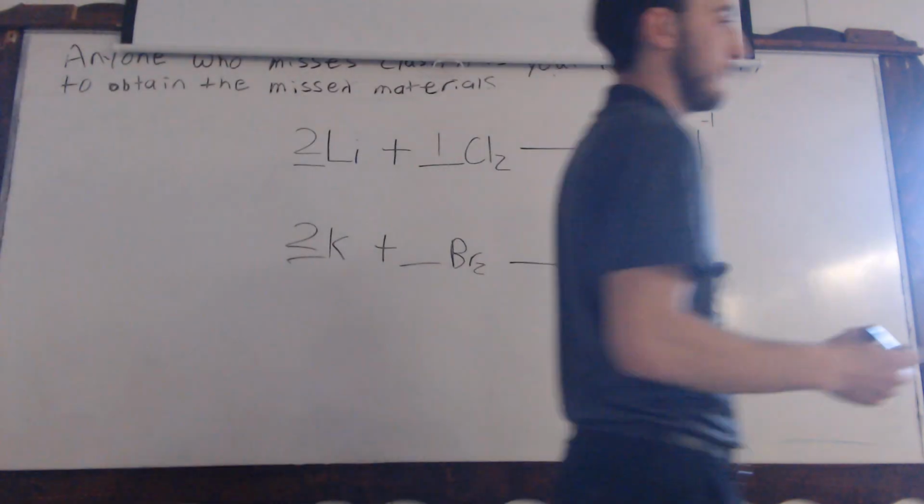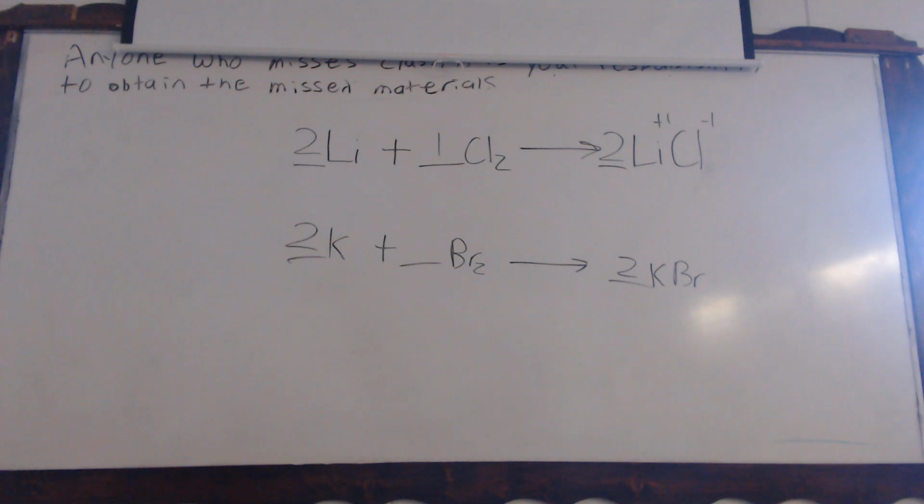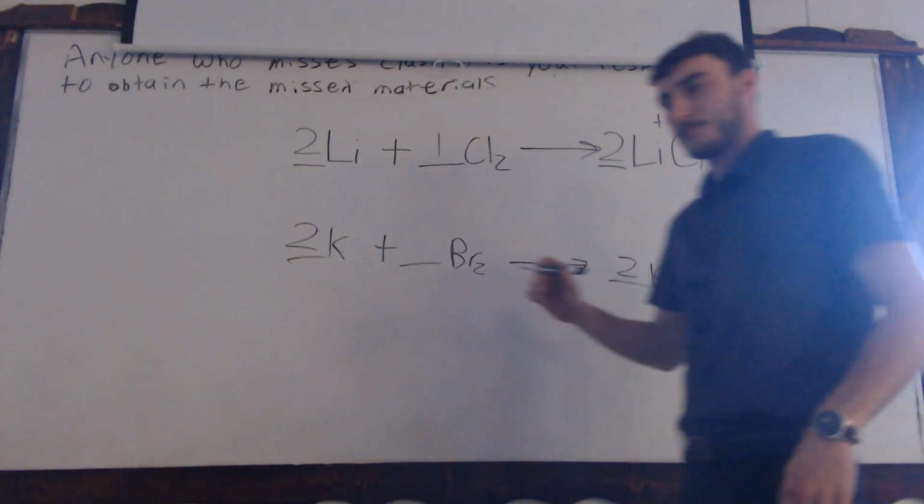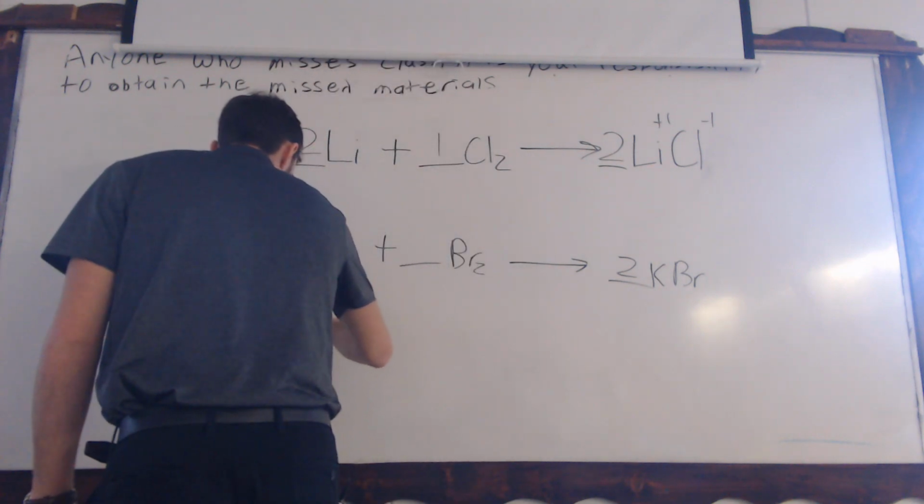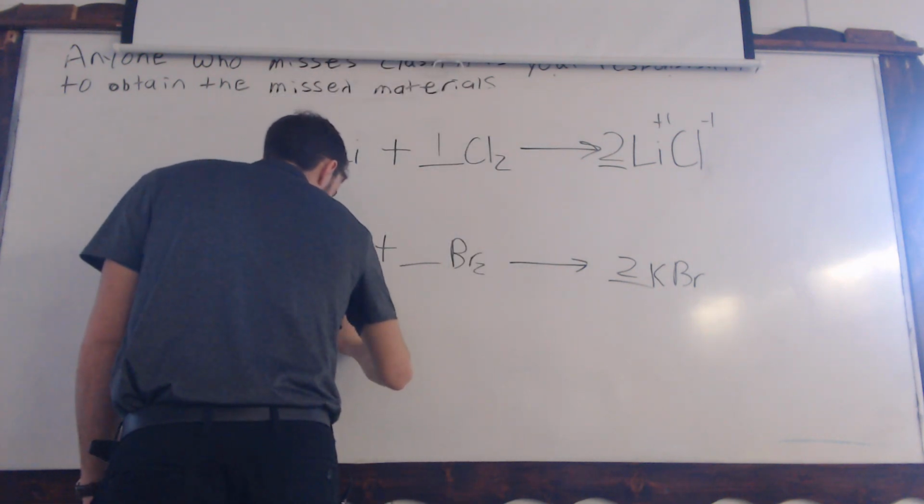What does potassium have a mass of? 39. Thank you, Mr. McKenney. So potassium has a weight of 39.